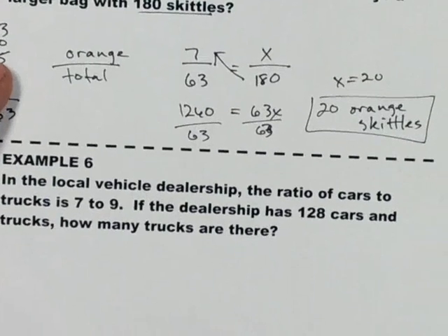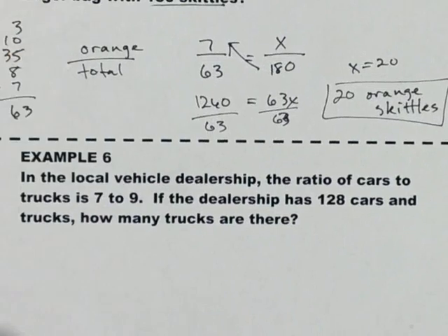All right, this last example of the word problem I'm going to leave up to you. Example 6, in a local vehicle dealership, the ratio of cars to trucks is 7 to 9. If the dealership has 128 cars and trucks, how many trucks are there? I'm going to leave that for you to solve.